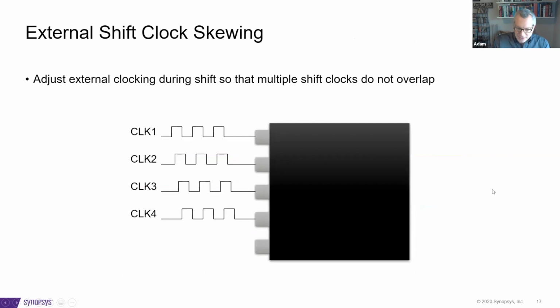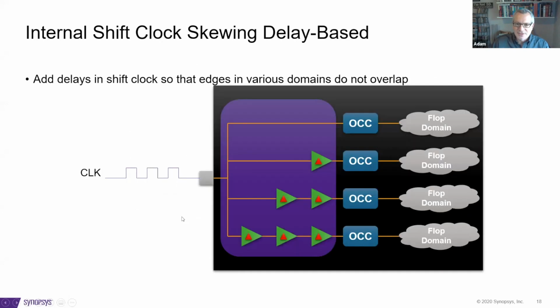So another thing you could do, and this was alluded to as well in an earlier discussion, you can dither your scan clock. So if you have a chip that has multiple shift clocks, you could misalign them so that all the shift edges of all the clocks don't line up. However, that's getting more and more unusual. So you could really do the same thing inside your design.